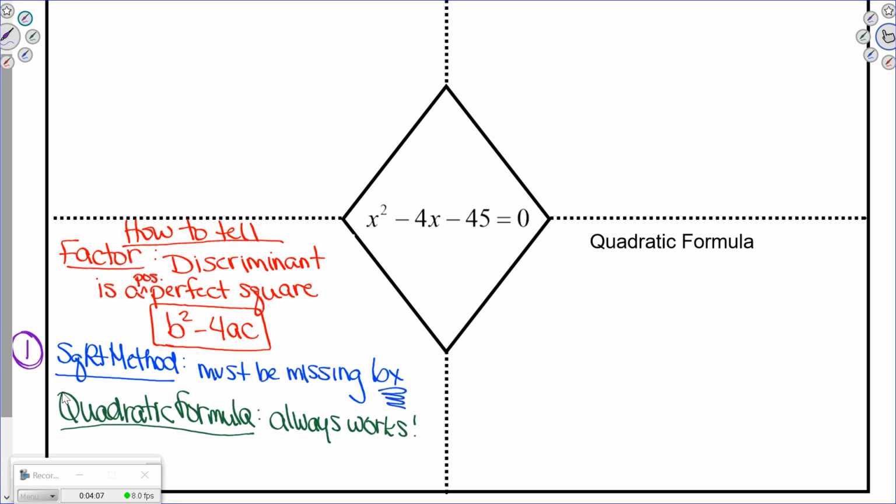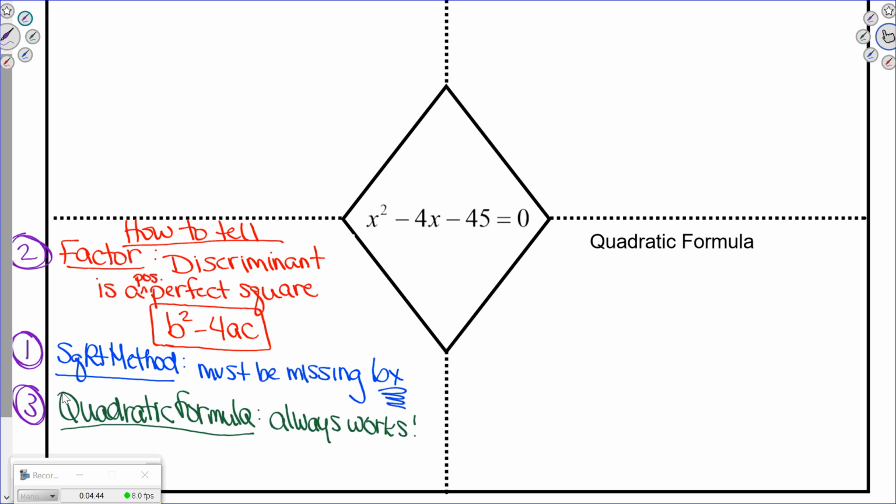Because chances are probably only 2 of them will be missing the bx term. So you want to make sure you use the square root method for those. Then what should you do? Then you should factor, because we know not everything factors. And then the 2 that are left, go ahead and use the quadratic formula. Now, if you've done the square root method or factored, but you don't know if you did that right, could you check it by doing the quadratic formula? Make sure you get the same thing. Yeah, you should. If you're unsure if you did it right, go back and try another method and see if it works that way.